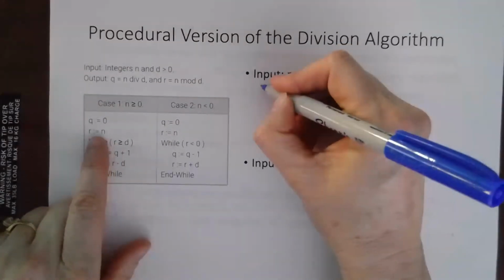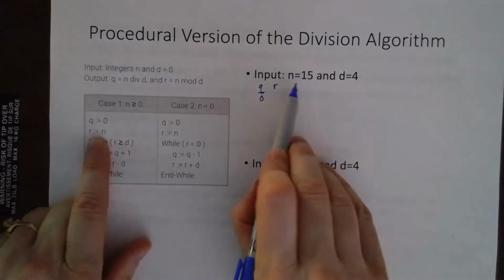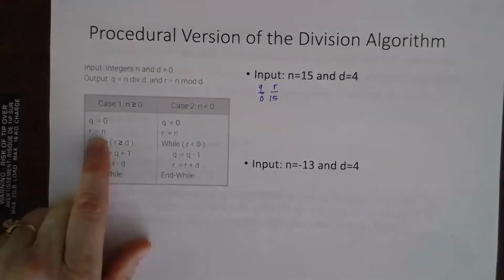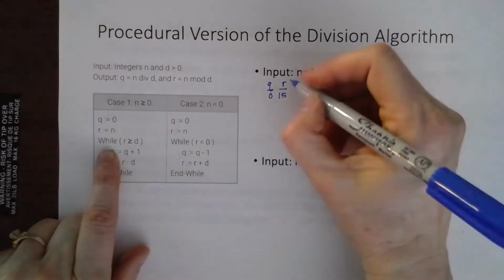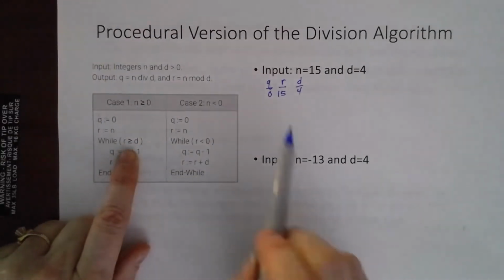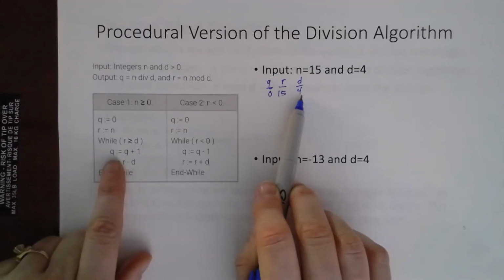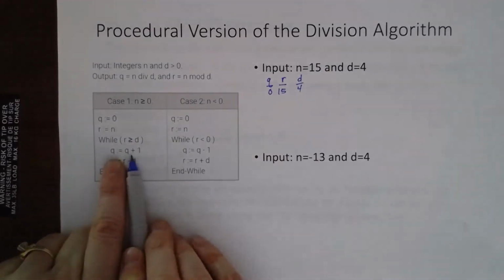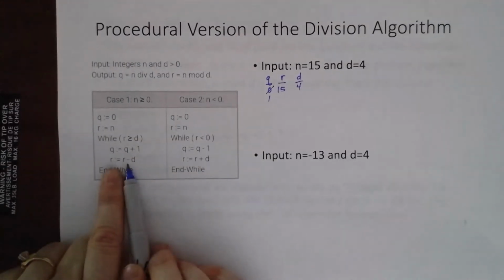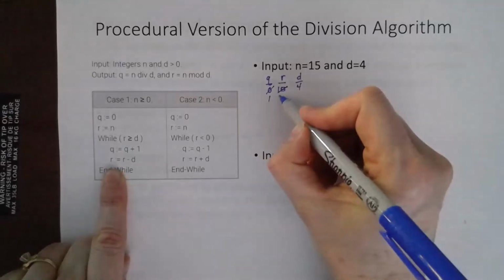So we've got Q is 0, and R always starts out as n. In this case, this is our n value is 15. And then our D value is 4. So as long as R, which is currently 15, is greater than or equal to 4, which is true, then we're going to come in here and we'll increment Q. So this will become 1. And then we'll take the R value and subtract D from it. So we'll subtract 4, and this becomes 11.